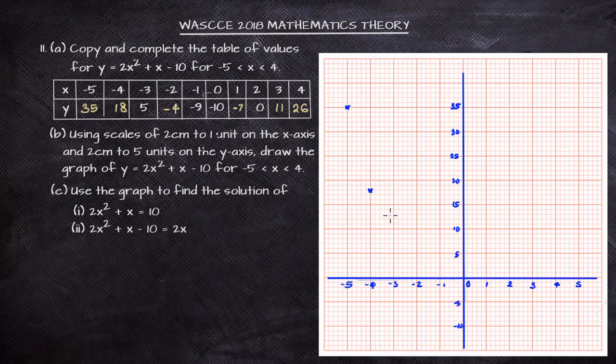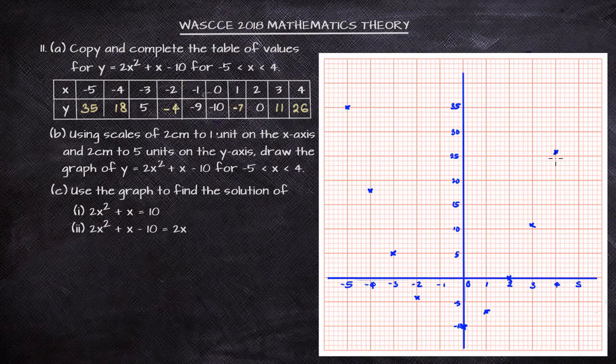And then when x is -3, y is 5. When x is -2, y is -4, just before -5. When x is -1, y is -9. 0 and -10. 1 and -7, 2 and 0, 3 and 11, 4 and 26. Alright.